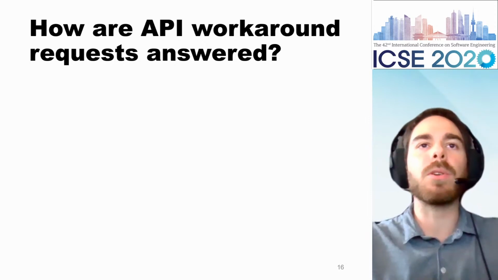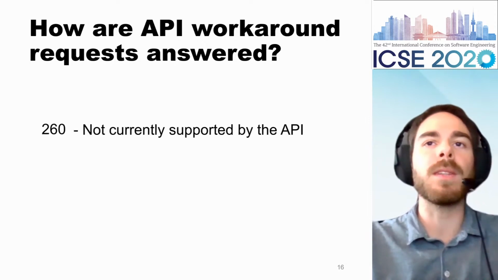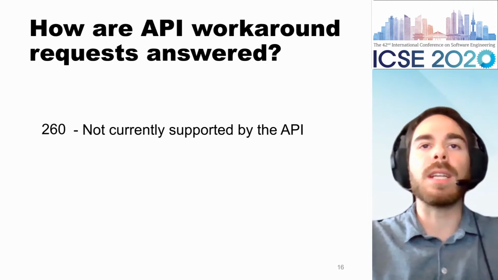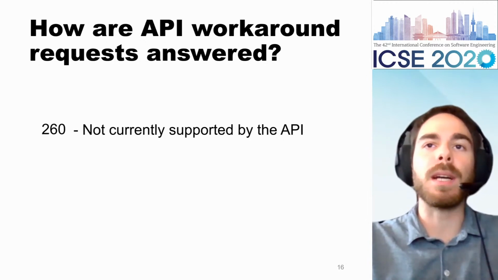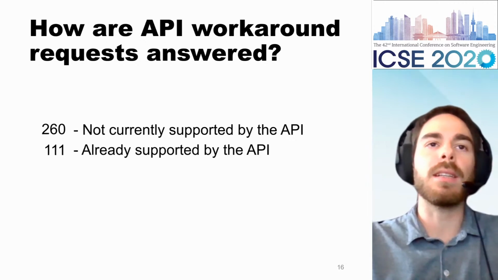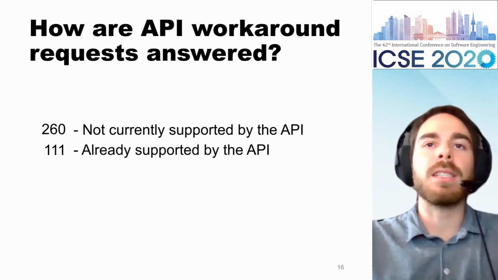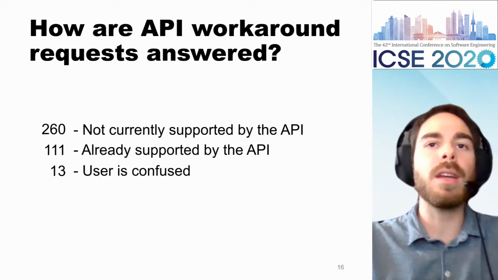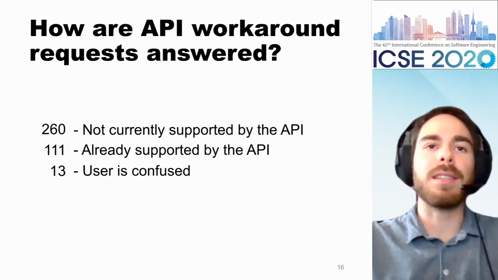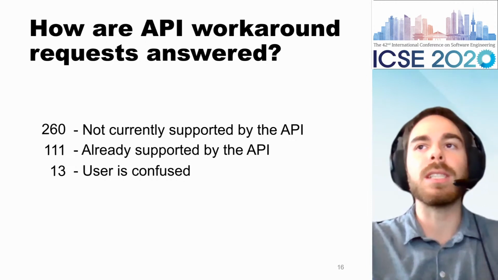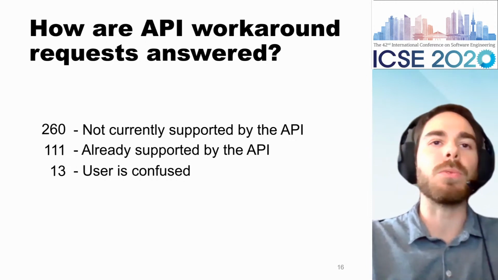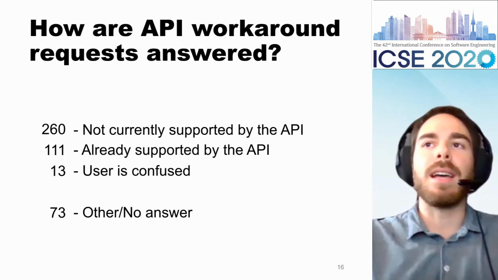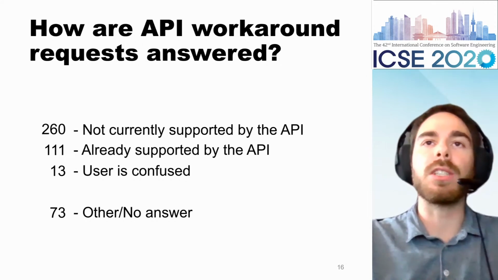So how are these API workaround requests actually answered by the community? In 260 of the 400 cases, the workarounds were not supported by the API, or at least that's what the community said. And in 111 cases, people were told this is actually supported by the API. You just have to change your way of instantiating the code and you could get this to work. In 13 cases, the user was just told, you're confused. This is not how it's meant to work. Here's how it should work. You don't need a workaround for this. And in 73 cases, it was either unrelated questions or there was actually no answer.